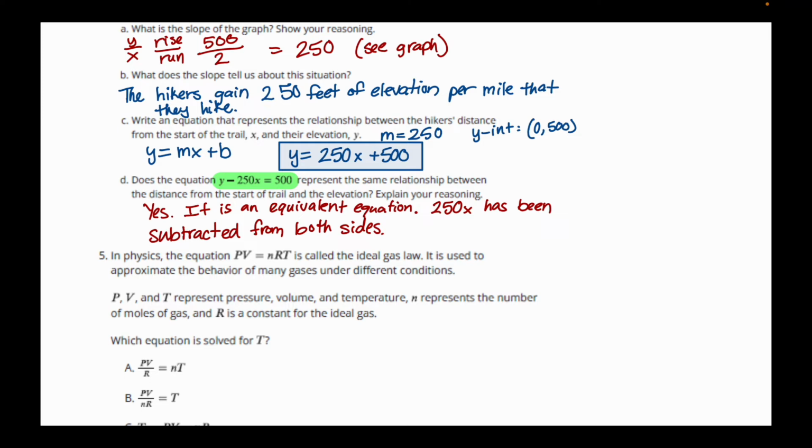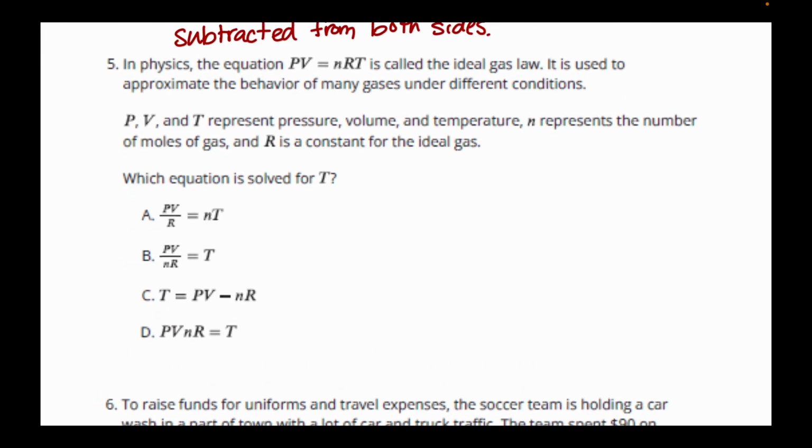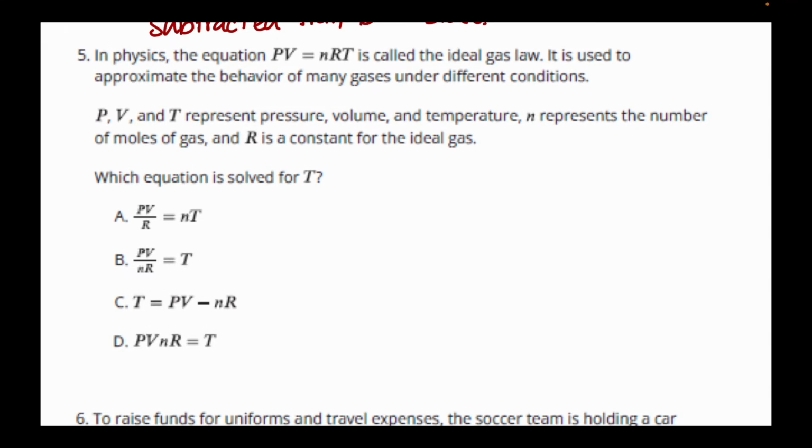And since we've already done question 4, which was on the previous side of our page here, now we're on to question 5. In physics, the equation PV equals nRT is called the ideal gas law, and it's used to approximate the behavior of many gases under different conditions. P, V, and T represent pressure, volume, and temperature, N represents the number of moles of gas, and R is a constant for the ideal gas.